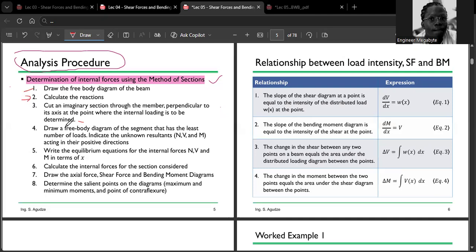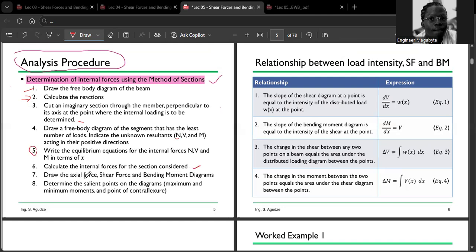Also draw a free body diagram of the segment that has the least number of loads, and indicate the unknown resultants: the normal force, the shear force, and then the moment acting in the positive direction. In point 5, you should be able to write the equilibrium equations for the internal forces, that is for N, V, and M, in terms of X.